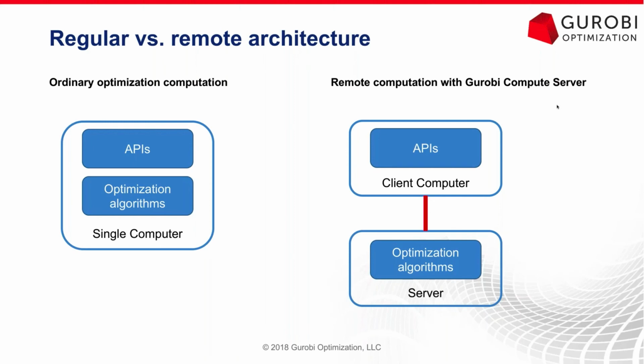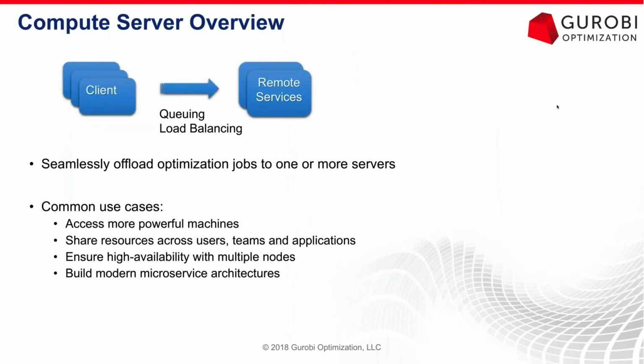And once you separate those 2 things, you could do some very interesting things. You could have multiple clients connect. You could also have them connect not just to one computer, but to multiple computers. This allows us to do things like queuing and load balancing. So the Gurobi Compute Server seamlessly offloads the optimization jobs to 1 or more servers. And so you could get access to powerful machines. Like, let's say you have a laptop, but you want to do the computation on a very powerful server. That's very easy to do with Gurobi Compute Server.